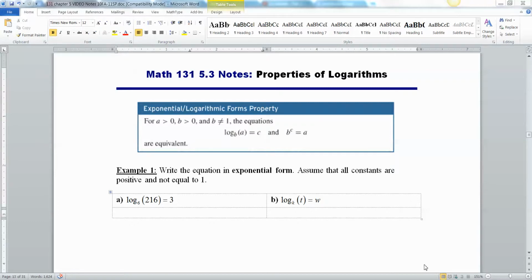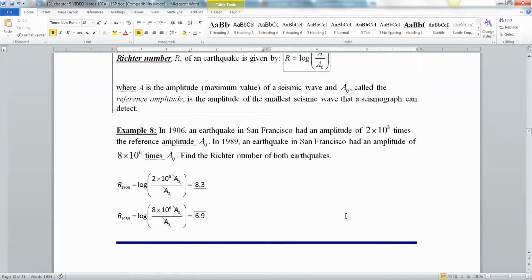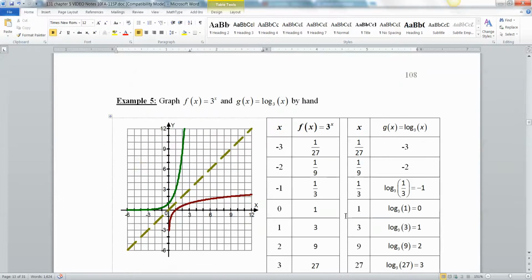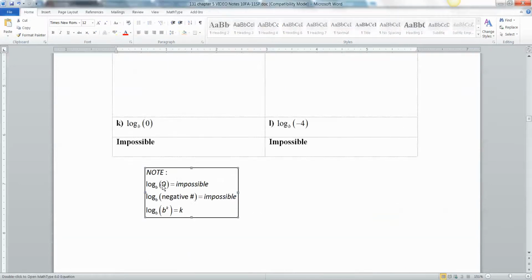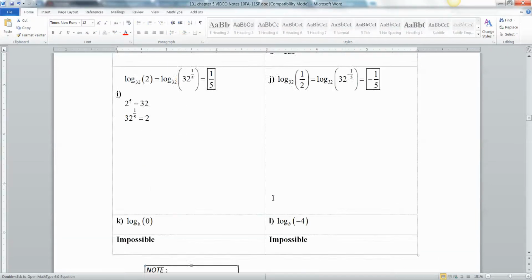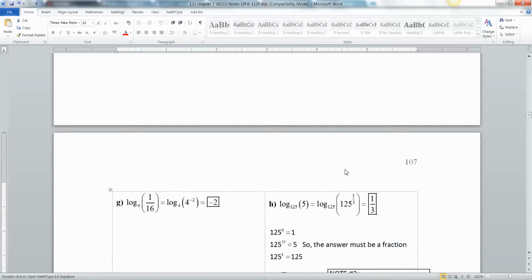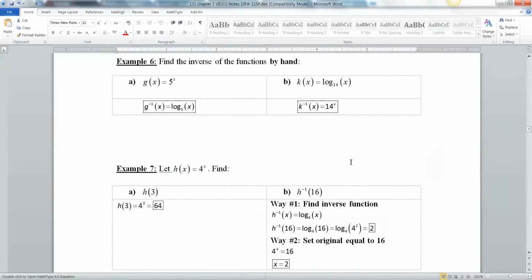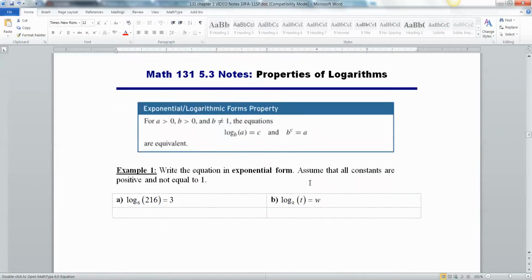Now in section 5.2, we played around with the definition of a logarithm, and then we noticed some inverse properties for that and some other properties that showed up, like the log base b of b to the k is k, the log base b of 0 is impossible, the log base b of negative numbers is impossible, stuff like that. So now we're going to expand on those ideas with more properties of logarithms.